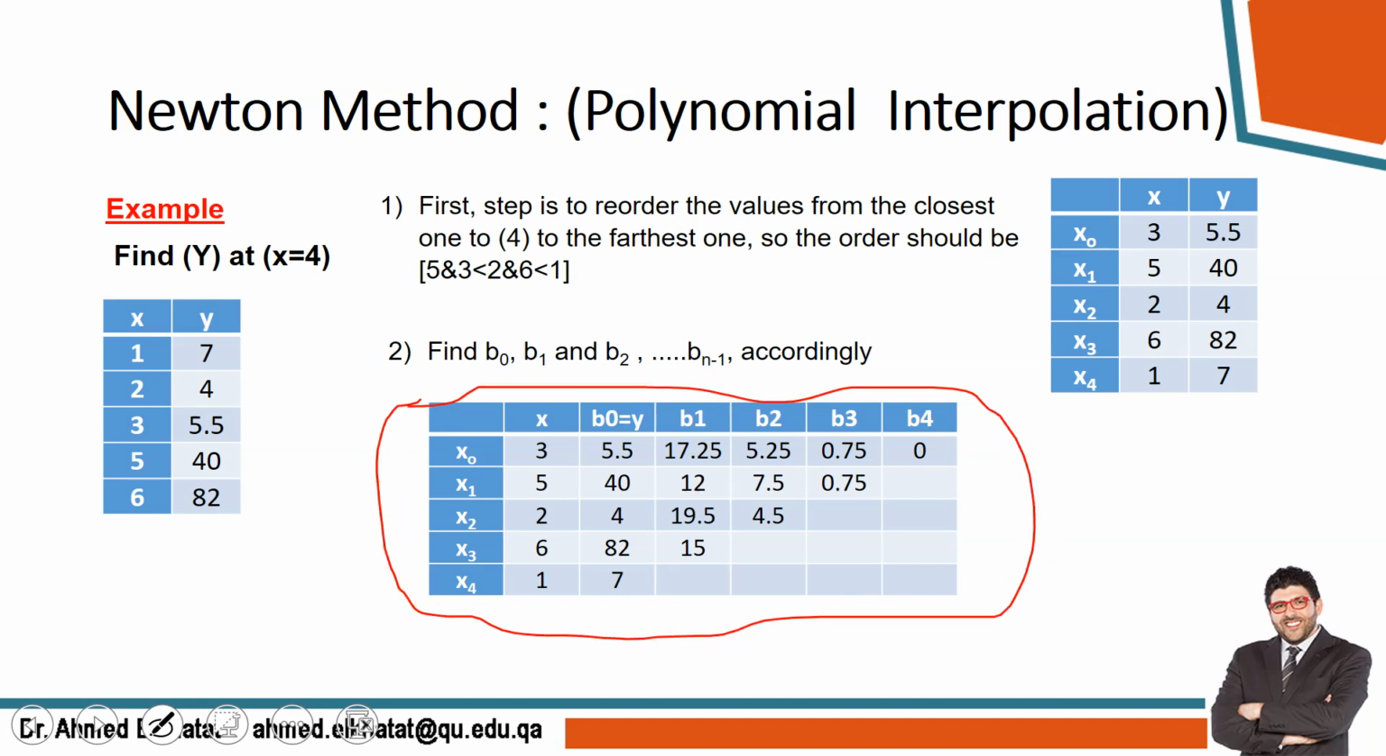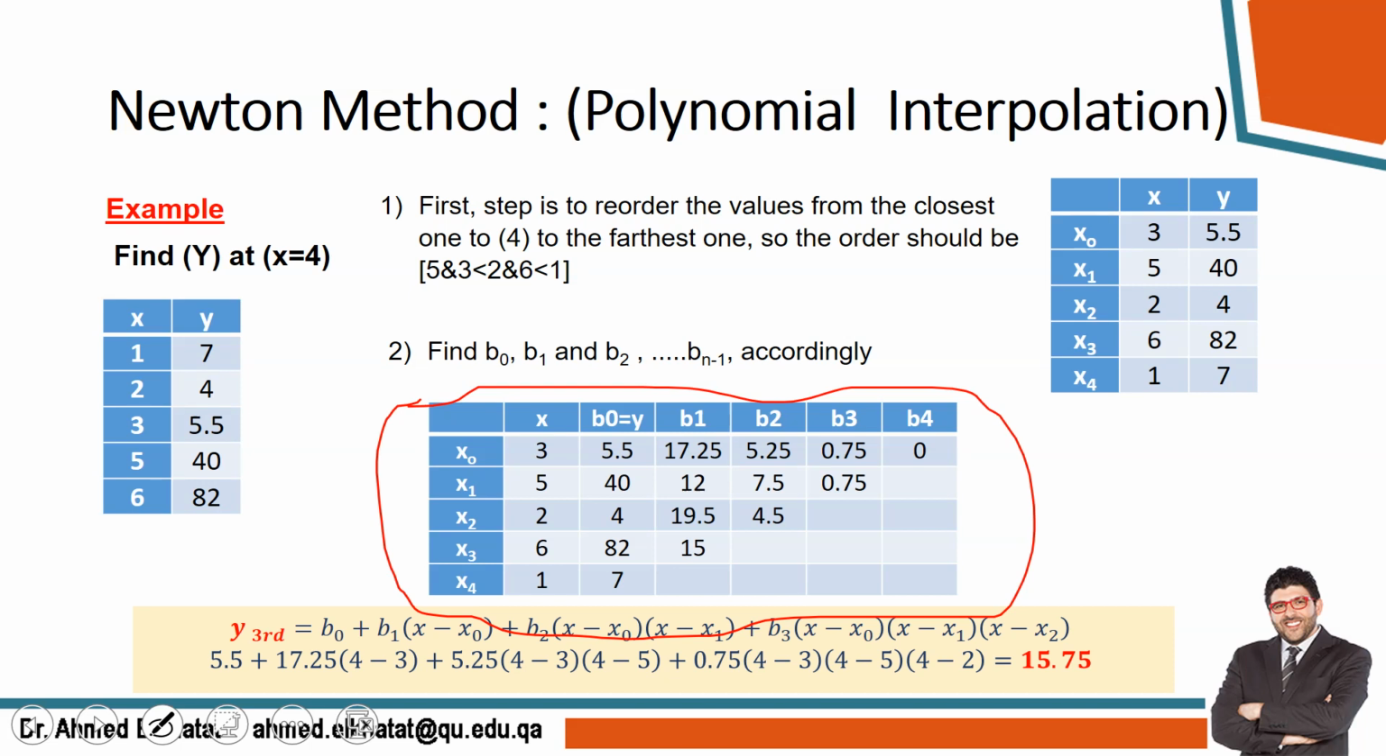Then since I have all the p values, I can do the interpolation. The third order interpolation will start with p0. P0 is the closest value to the interpolation point, so it will be 5.5.